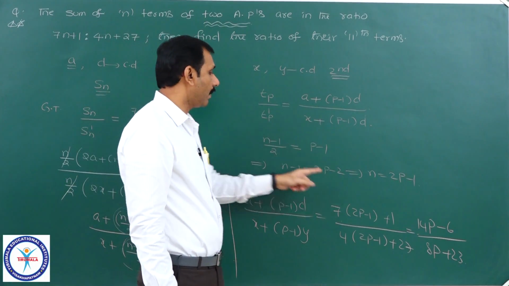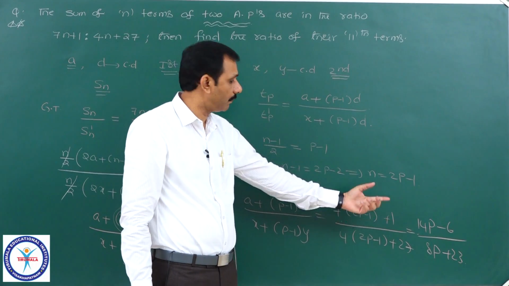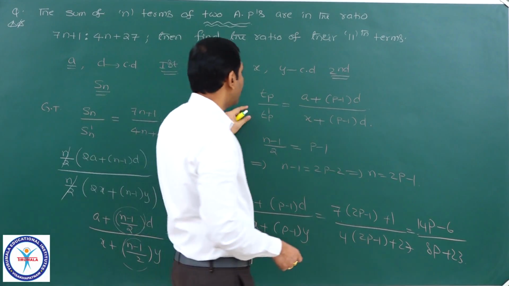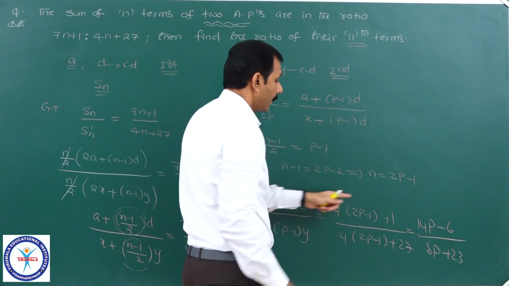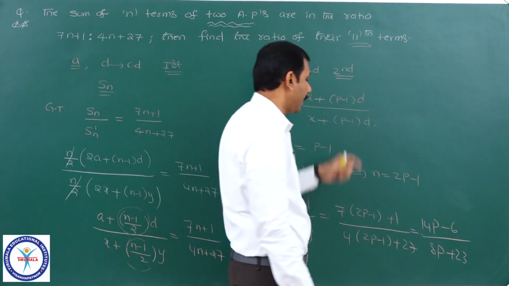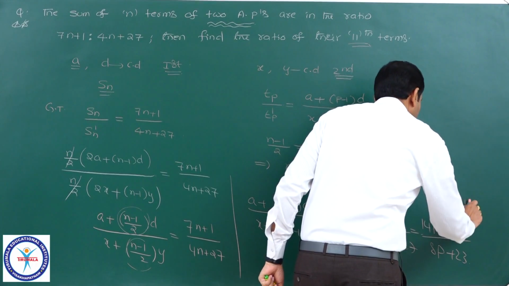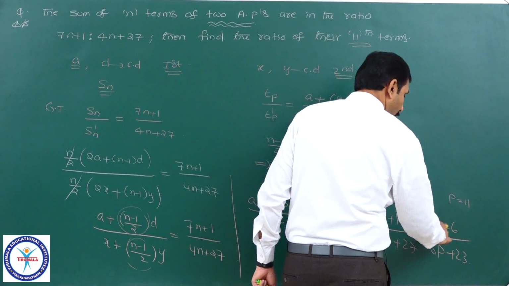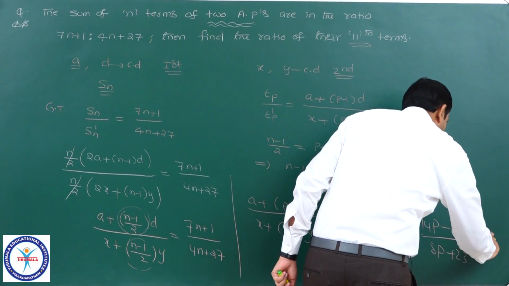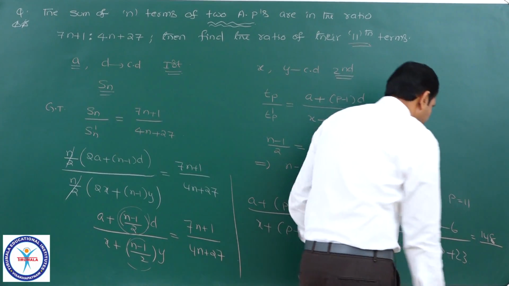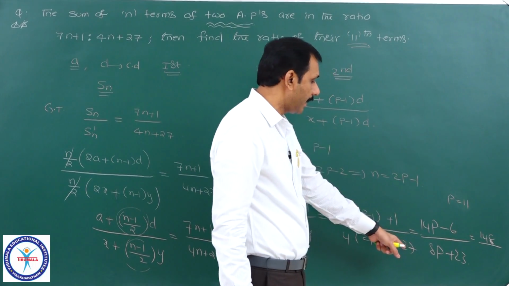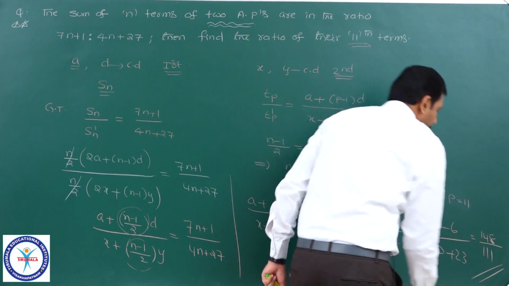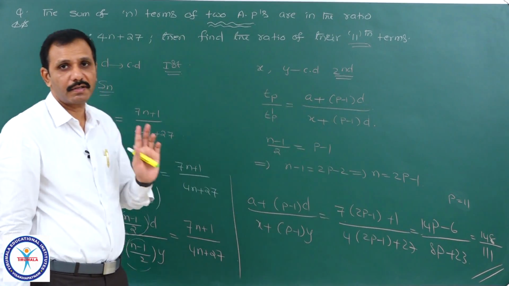Whatever ratio you want, if you just substitute that value, you will get that ratio. So in this previous problem, what they asked for was the 11th terms. Now to get that ratio, I will take P equal to 11. P equal to 11 means 14 into 11, 154 minus 6, which is equal to 148. By the denominator, 8 into 11 means 88, 88 plus 23 which is equal to 111, which is the same ratio we got in the previous case.